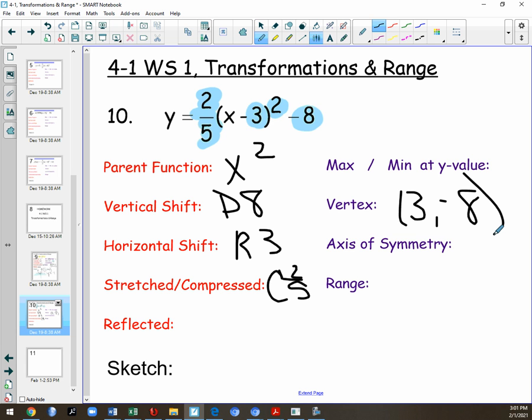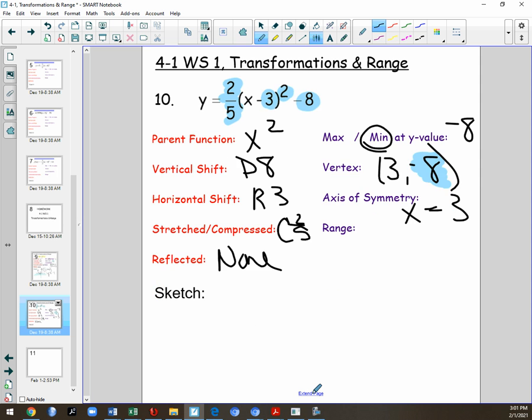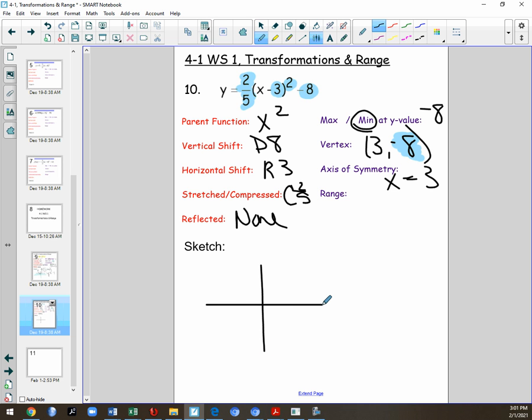This thing is not reflected, so since it's not reflected, I still have a minimum value, and that minimum value is going to be the y coordinate of my vertex, -8. My axis of symmetry is going to be x is equal to h, which is my 3 value. Now I need to sketch this graph. So I'm going to go to 3, -8, and open up. Right here, I'm at x equals 3, and y is -8.